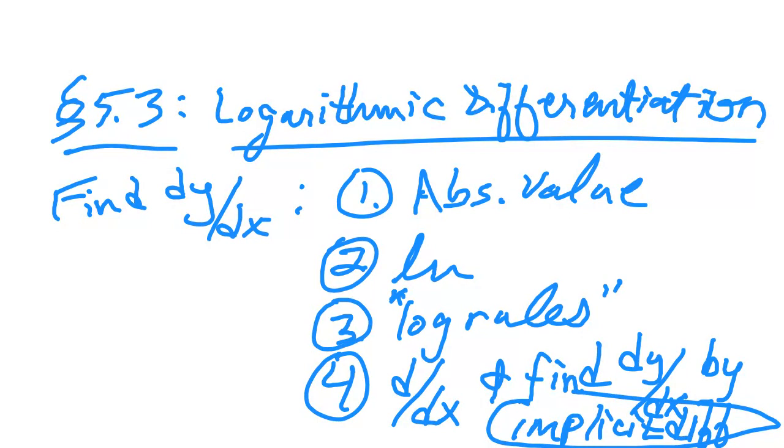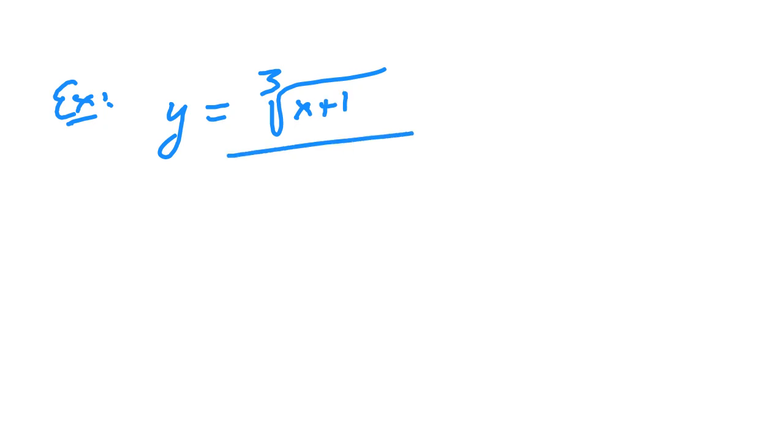And anyway, this is an example that's in the book as well. We had, for the example that we were working on, y equals the cube root of x plus 1 over the square root of x plus 2 times the quantity x plus 3.